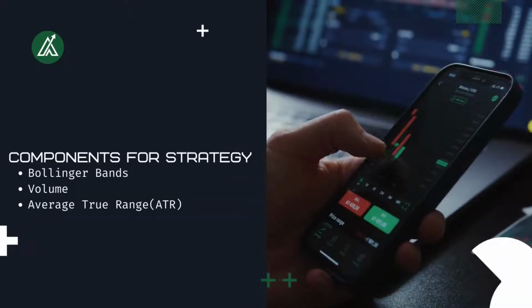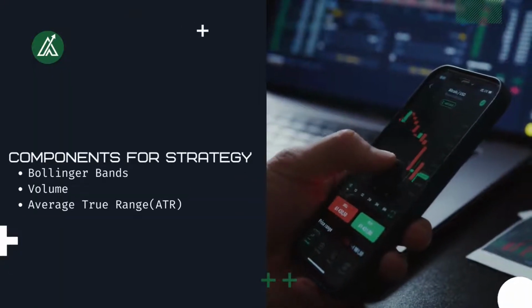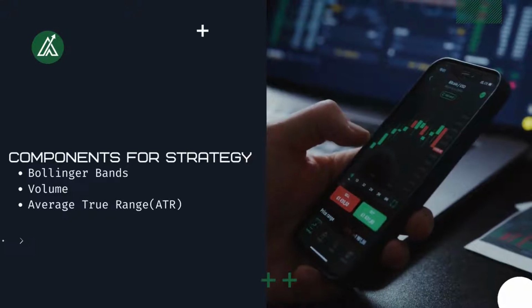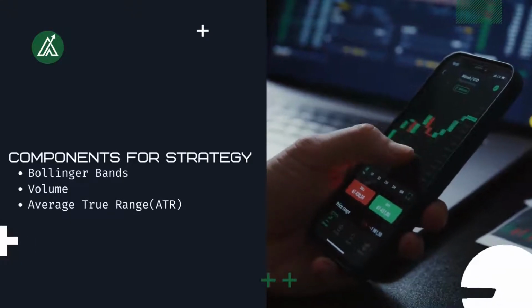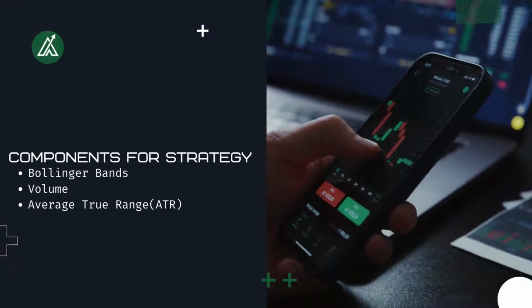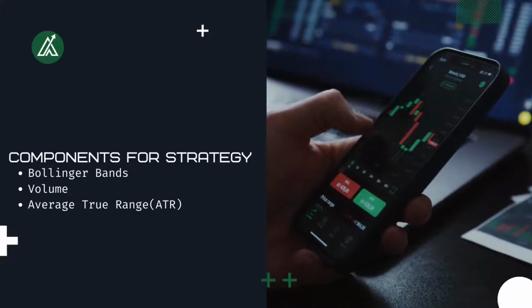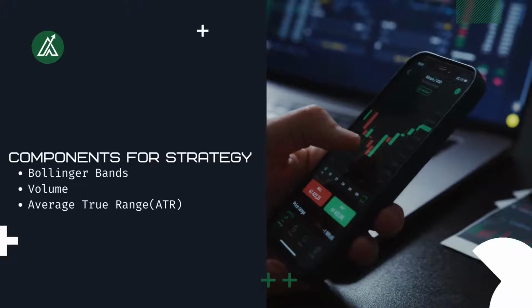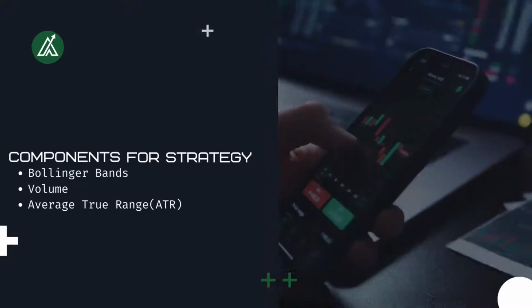The components for this strategy are Bollinger Bands, volume, and the average true range, also known as ATR. Before combining all the components of the strategy together, you need to go over the Bollinger Bands and the volume separately so that everybody is able to understand this strategy fully by the end.